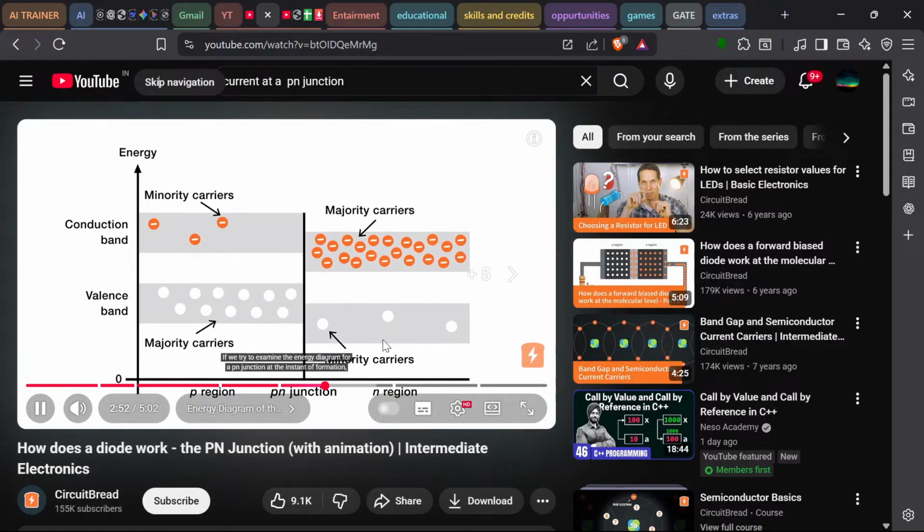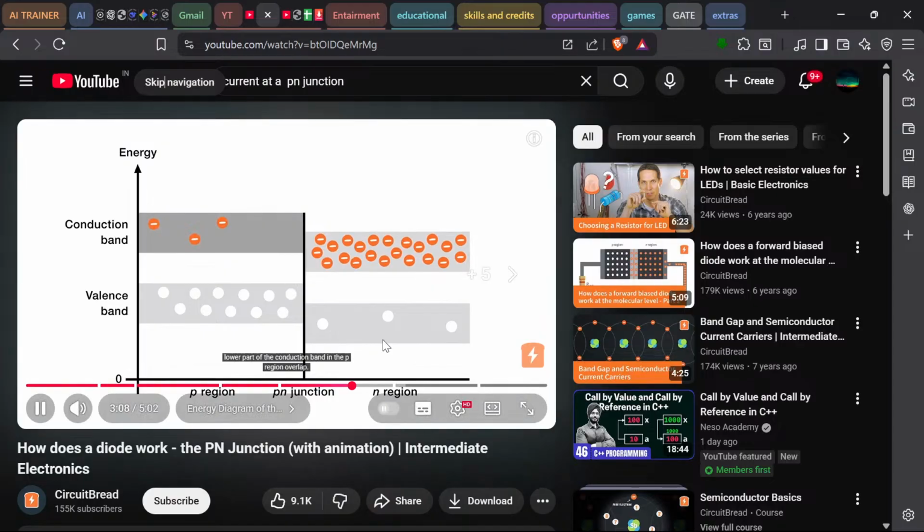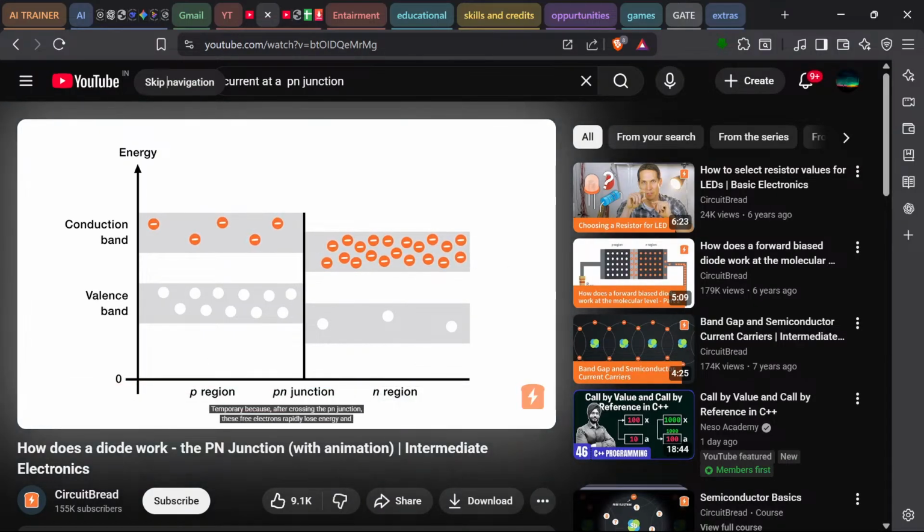In the energy diagram for a p-n junction at the instant of formation, we can see that the valence and conduction bands in the n region are at a noticeably lower level than the conduction band in the p region, so electrons in the upper part of the n region conduction band can cross over into the lower part of the p region conduction band. This is temporary because, after crossing the p-n junction, these free electrons rapidly lose energy and fall into the holes in the valence band of the p region.